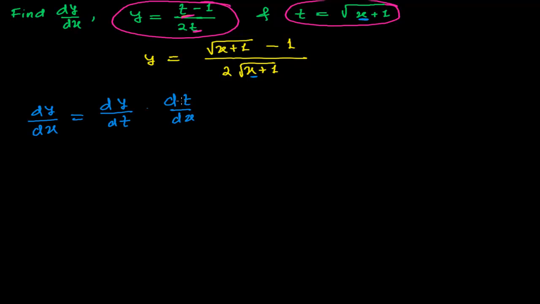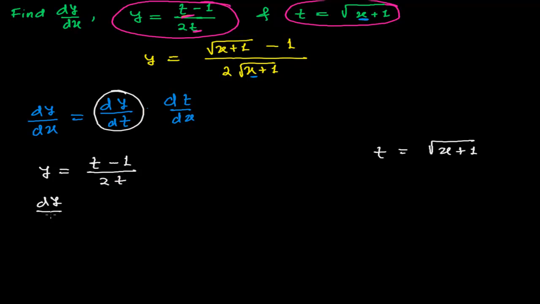Alright, so let's find the derivative of y with respect to t first. My given quantity y is t minus 1 divided by 2t, and t is the square root of x plus 1. Let's talk about dy by dt first. I want to ask you a question: guess which rule we need to use to find this quickly. We have other methods also, but to find it quickly, which method do we use? Yes, we use the quotient rule in these cases.